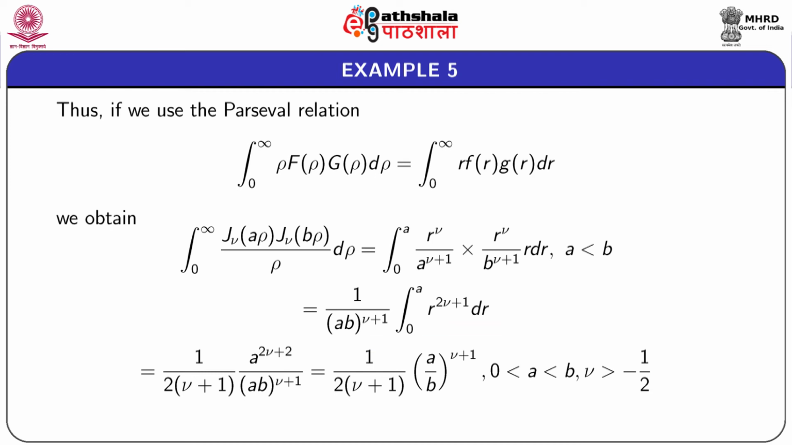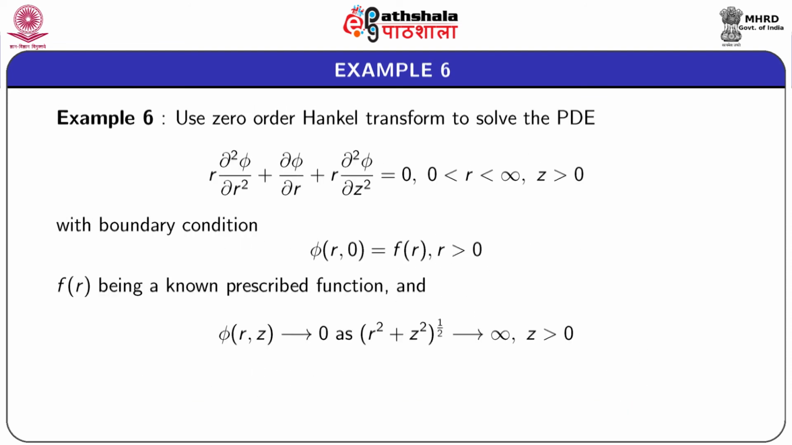this integral can be evaluated to get 1 by 2 nu plus 1, a to the power twice nu plus 2, divided by a b to the power nu plus 1, and this is equal to 1 by twice nu plus 1 into a by b to the power nu plus 1, where 0 less than a less than b and nu is greater than half. So, we have proved the result. Now, we come to the application of Hankel transform.